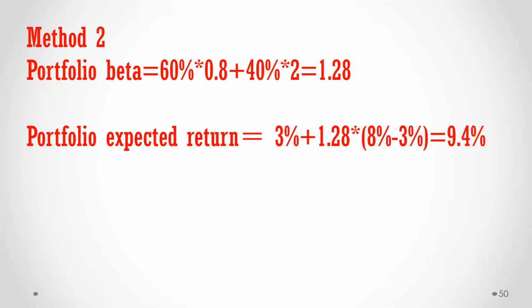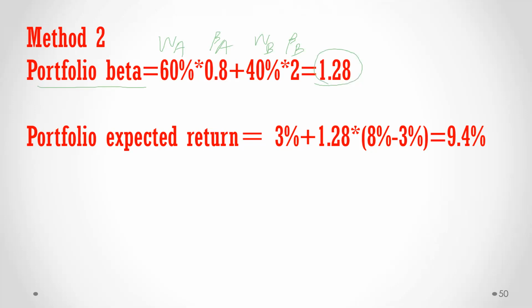So we can first calculate the portfolio beta. It's a weighted average. Based on the conclusion, the portfolio's beta equals the weighted average of the betas of the assets included in the portfolio. So this is beta A, this is beta B, and these are the investment weights of A and B. The weighted average tells us that the portfolio's beta is 1.28.